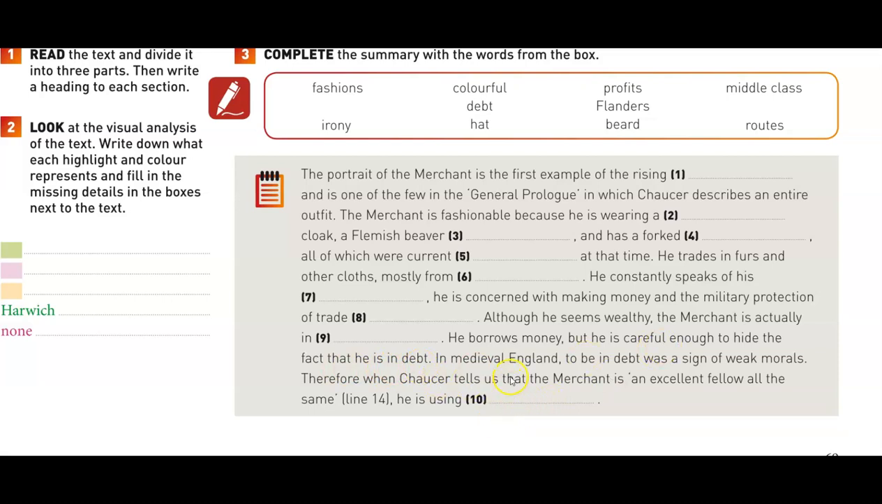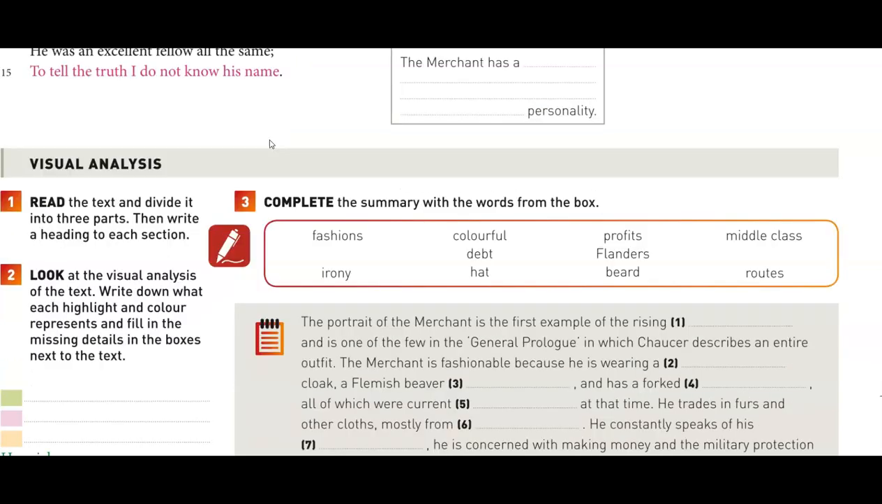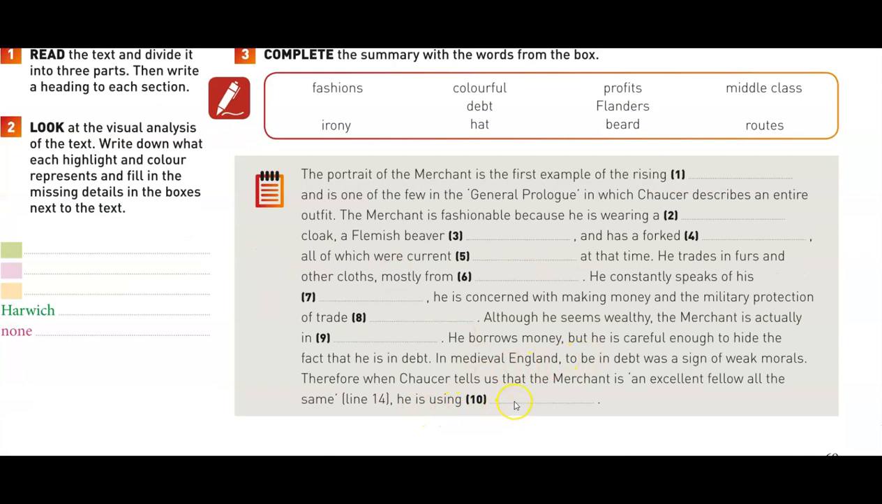In medieval England, to be in debt was a sign of weak morals. Nell'Inghilterra medievale essere in debito era segno di debole moralità. Therefore, when Chaucer tells us that the merchant is an excellent fellow all the same, he is using irony. Quando Chaucer dice, alla fine del brano, he was an excellent fellow all the same, lui era comunque una brava persona, sta usando ironia, so he doesn't want to signify that he was actually a good fellow. It means the contrary.